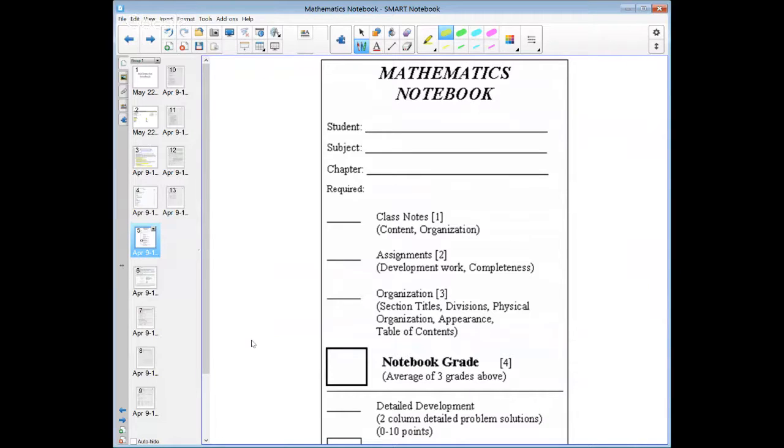Okay, and then, is your table of contents there? Can I follow it? Can I see where lesson 1.2 is? What page is that on? Can I see where your extra credit work is?